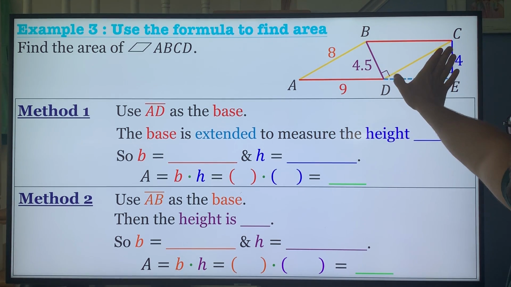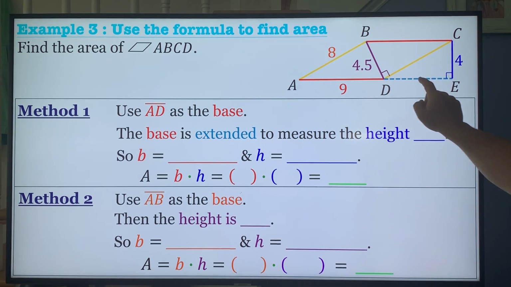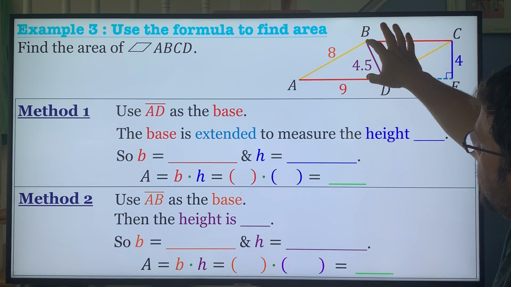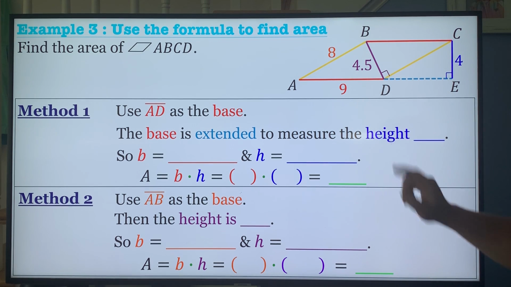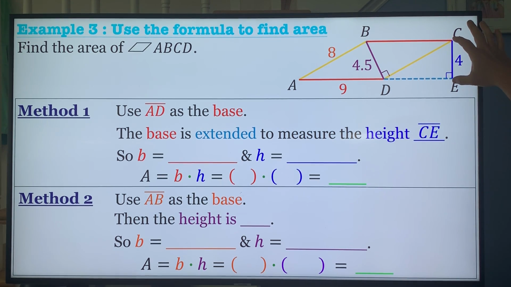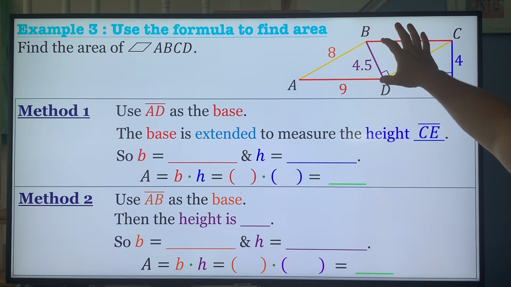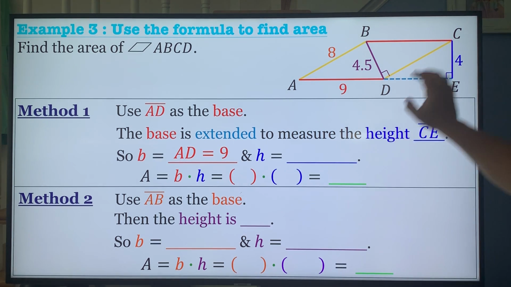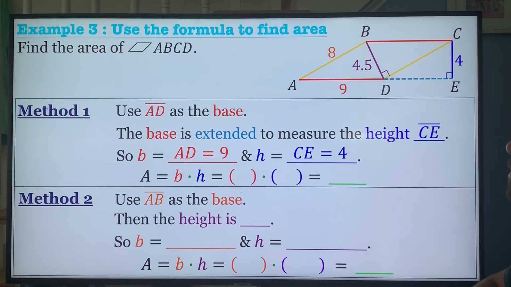So, this right here, the red and the yellow, are the actual figure. This you just extend out to find the distance between the two. So this just gives you 4, which is the distance between the two bases. So the extended height is CE. So the base is what? 4 is between which two bases? The red bases. So that is 9. All right, AD, which is 9. And the height is CE, which is 4.